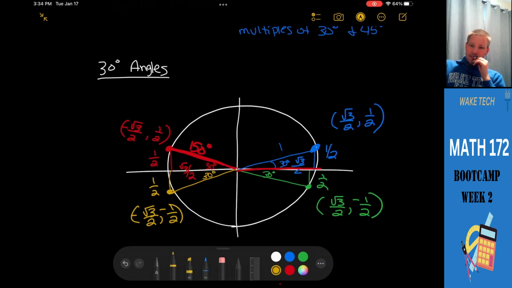What about the orange angle? Same idea. Yellow's next. So if we go to the yellow angle, we passed 180. Specifically, we went 30 degrees beyond it. Maddie put it in the chat. That one's 210.